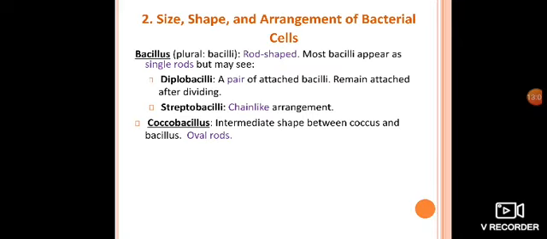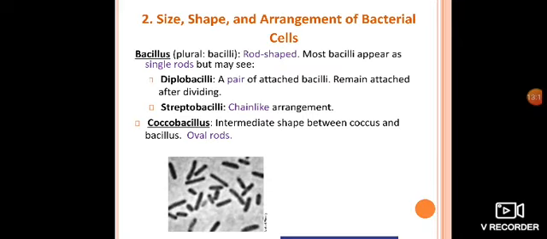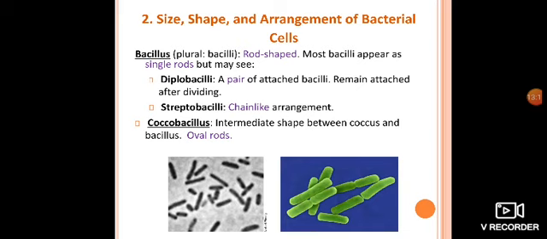Now the next point is regarding bacilli. This is the second shape. The first shape we specified is spherical. Now the second is called bacilli. The shape of bacilli is like that of a rod. If your bacteria are rod-shaped, they are called bacilli.